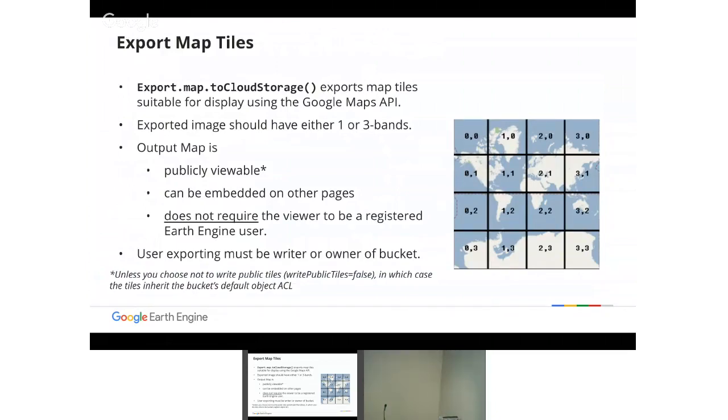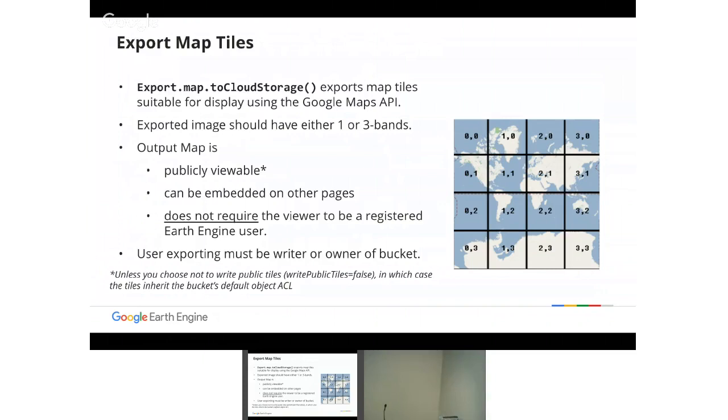Really quickly, when you use export map to cloud storage, you're going to export map tiles, where a map tile is a 256 by 256 image tile. So this is the world, this is zoom, I don't know, 2, 3. This is the world broken up into 256 tiles. Similar to, but different to export video. When you export map tiles, you need 1 or 3 band images.